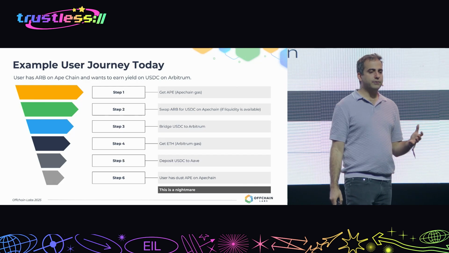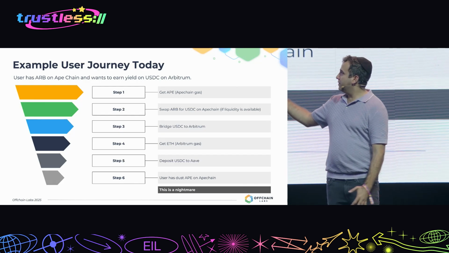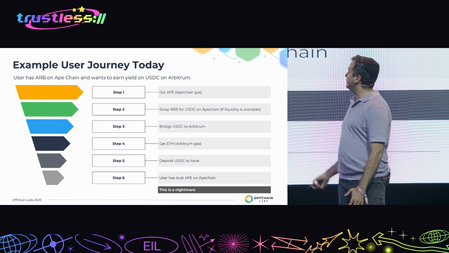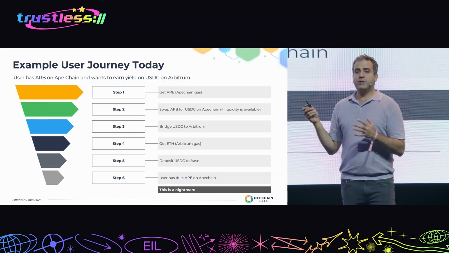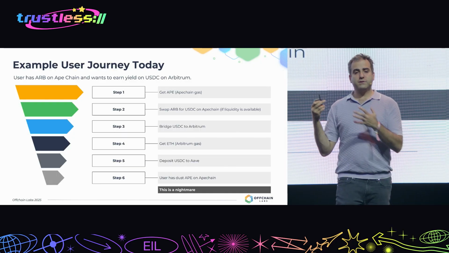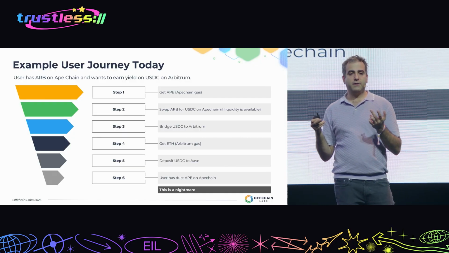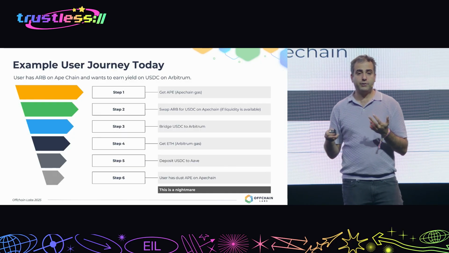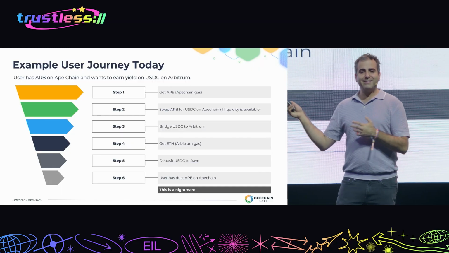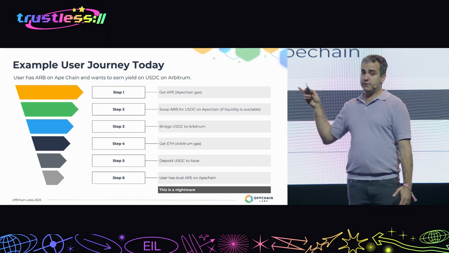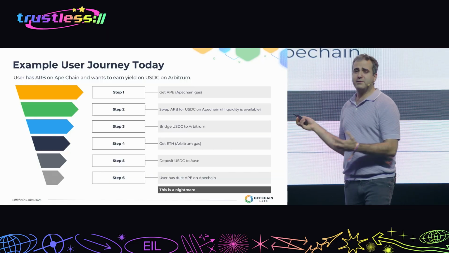To take an example user journey today, imagine you're a user that has ARB on ApeChain and you want to earn yield on USDC on Arbitrum. Now note that ApeChain's gas is in ApeCoin, so you have to first get that. You have to swap to USDC, if there's actually liquidity there, bridge to Arbitrum, deposit, and at the end of the day, actually get ETH on Arbitrum because it's a different gas coin.